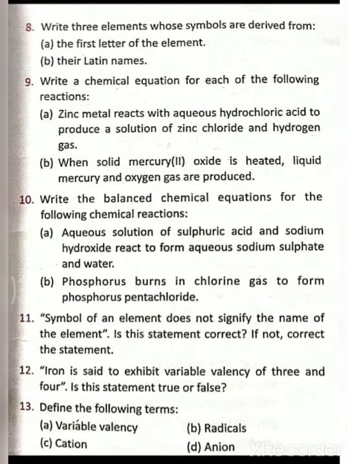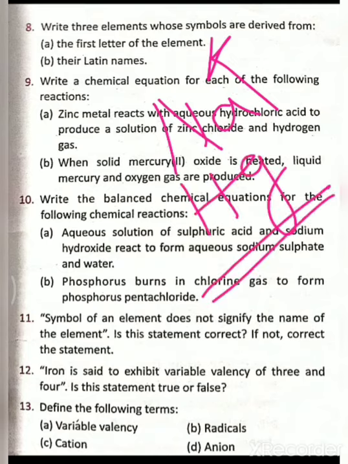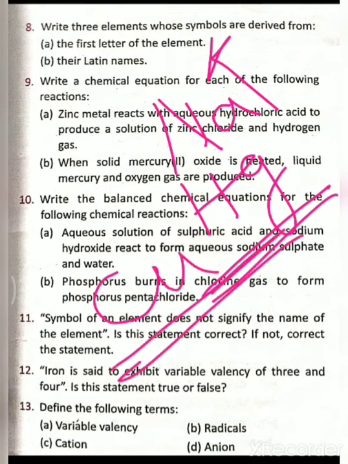Write 3 elements whose symbols are derived from the Latin names of the element. So you can write potassium, the symbol is K and the Latin name is Kalium. Then you can write sodium, the symbol is Na and the Latin name is Natrium. Then you can write Hg, that is mercury, and the Latin name is Hydrargyrum. Then you can write copper also, and the Latin name is Cuprum. So here you have to write only 3 elements.